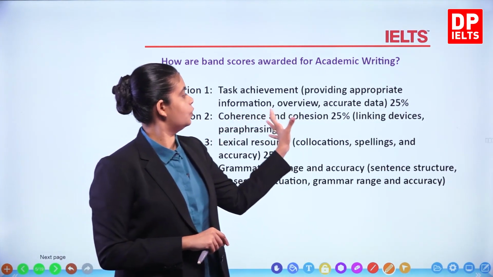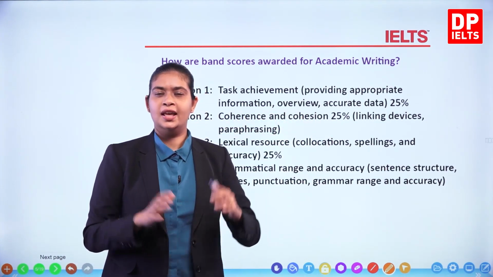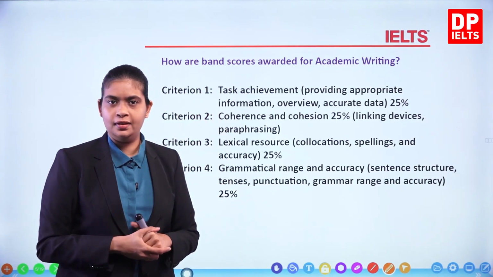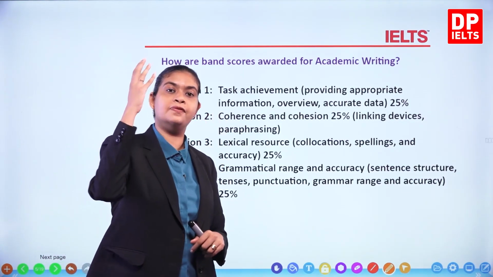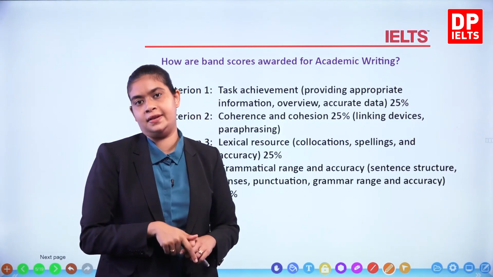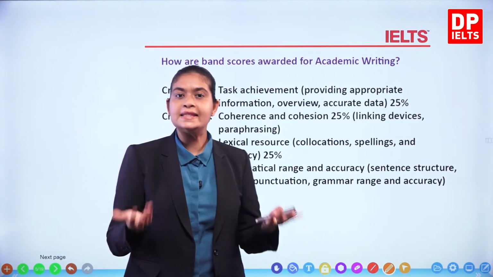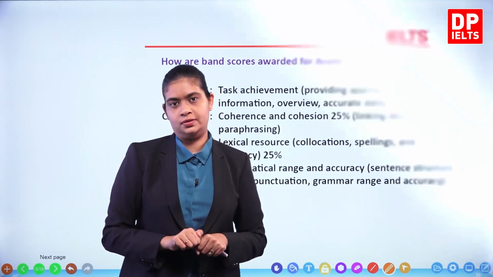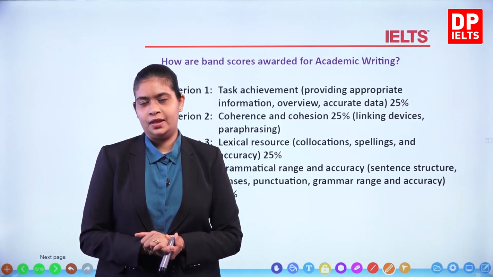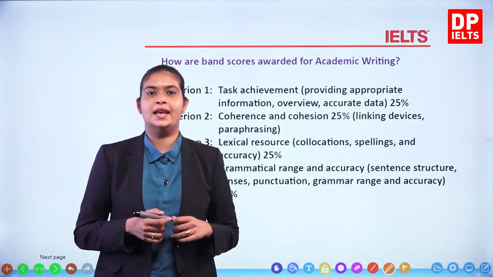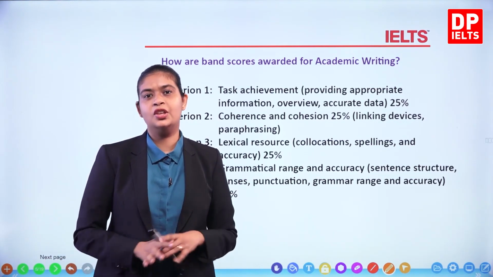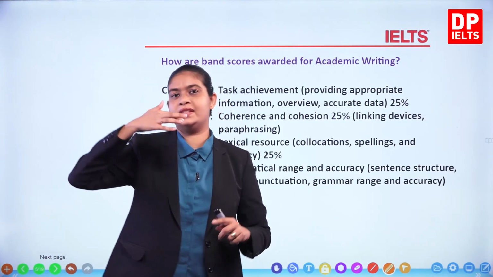2. Coherence and cohesion. That is the link. Now, when you read something, you feel there is a flow in it. You have the start, then the middle, then the end. It's the same in any storybook. For example, if we read a story, let's take Goldilocks and the Three Bears, you have a sequence. You have the start.